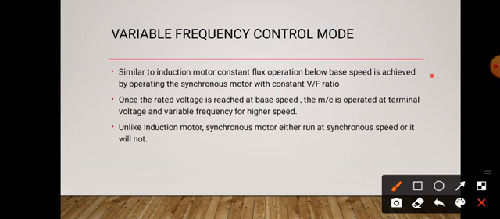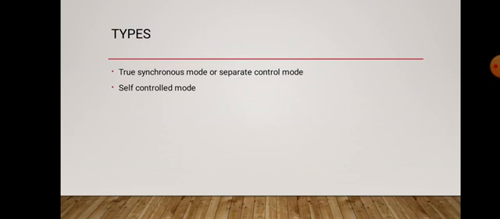Since the synchronous speed Ns is equal to 120 F by P, if we change the frequency, then the speed of the synchronous motor can be varied. Also the voltage can be maintained constant so that the V by F ratio can be maintained. There are two types of variable frequency method: the true synchronous mode or separate control mode, and the next one is the self control mode. In this lecture we'll see about separate control mode, and in the next lecture we'll see about self control mode.